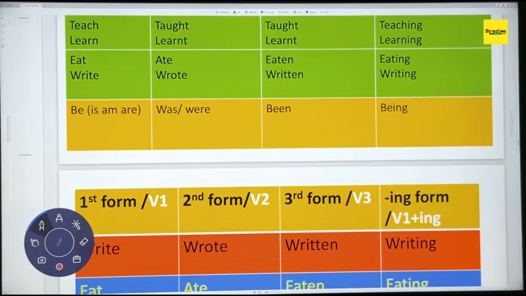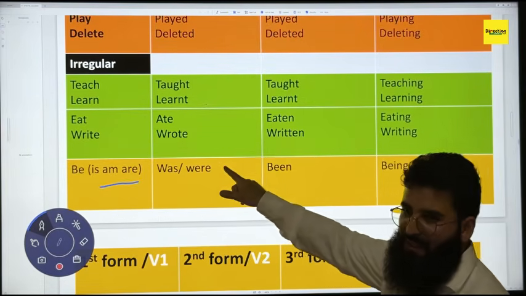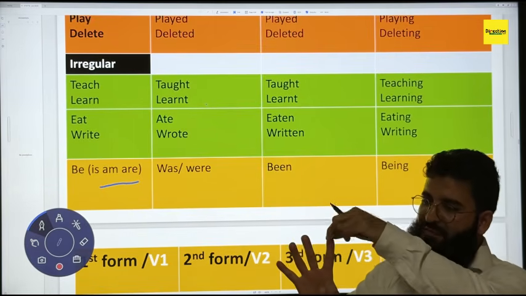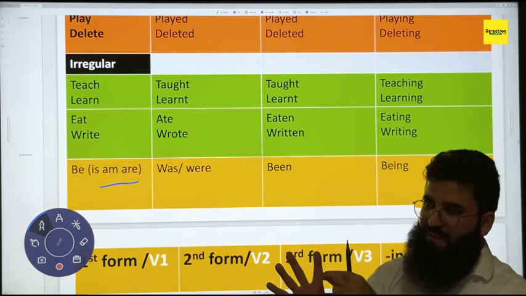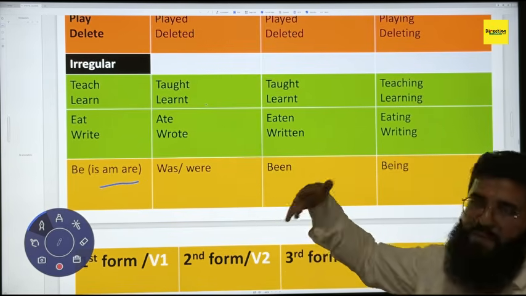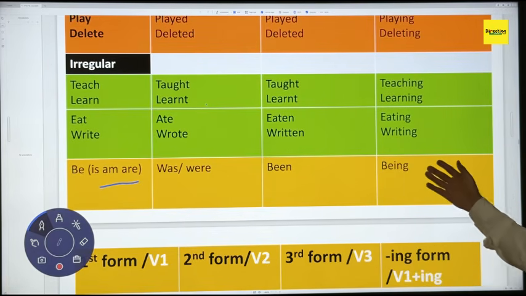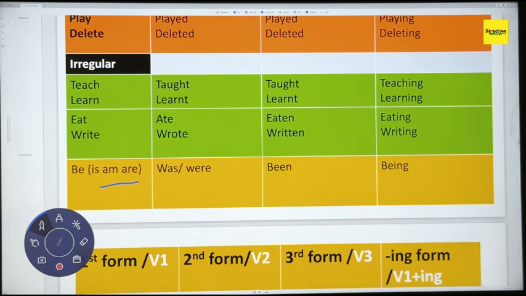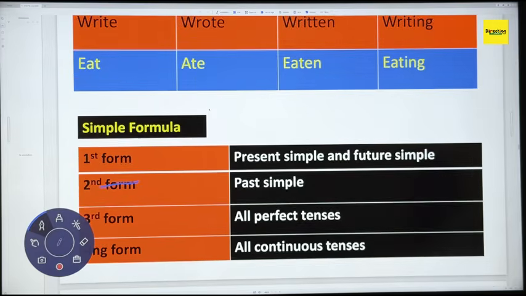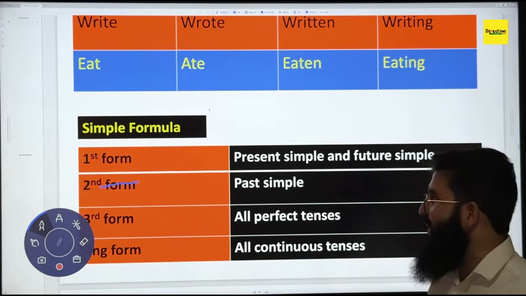Okay. But I told you again, this be verb is something special. It has 3 first forms. Like we have this finger, but inside this finger, there are 3 boxes like this. So we say is, am, are. These are used as helping verbs also. We will understand that time. Was and were, and then been and being. And here is a simple formula which you have to understand. If you understand this simple formula, your tenses will be clear forever.